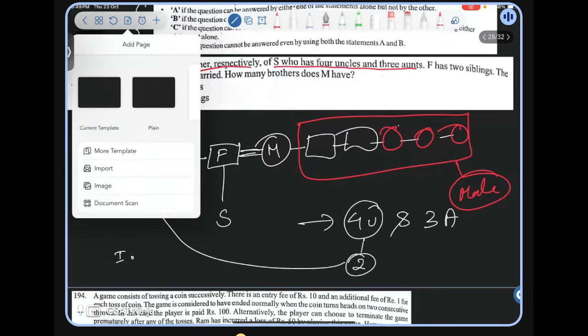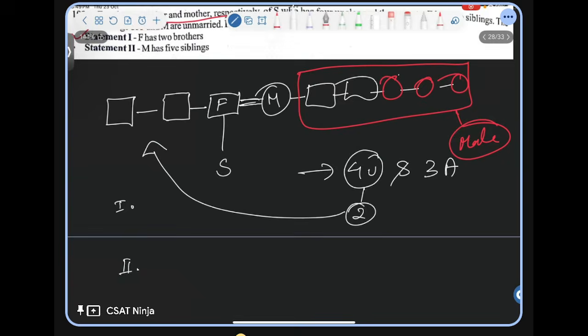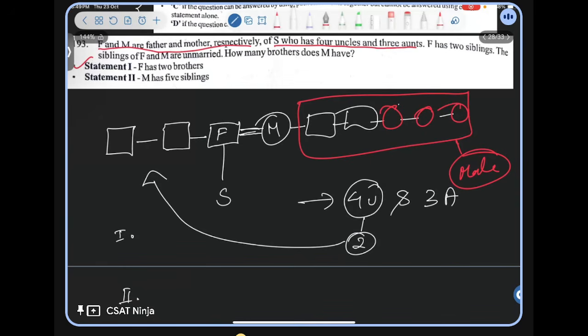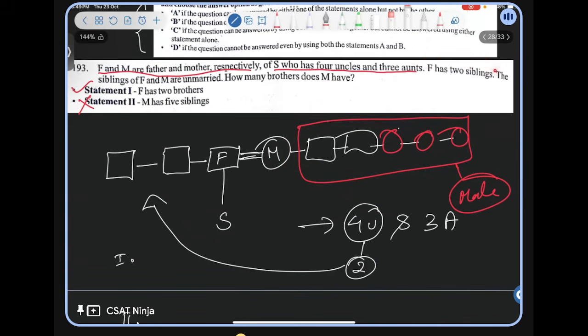Let me put one more slide here. Okay, statement number 2 is what? F has 5 siblings. M has 5 siblings. So we don't need this statement here, because from the question itself we know that M has 5 siblings. Why? Because of this statement here, F has 2 siblings. Because of what is given in the question, we can say that M has 5 siblings there. So we don't need statement number 2 at all. So we just need statement number 1 to answer.